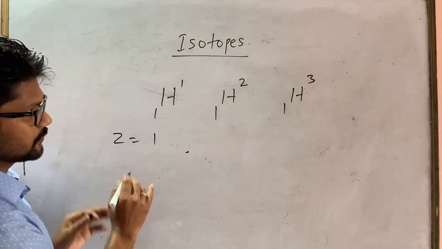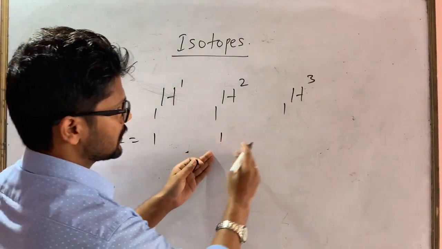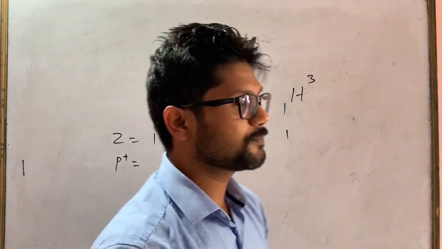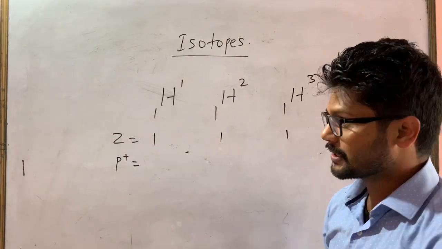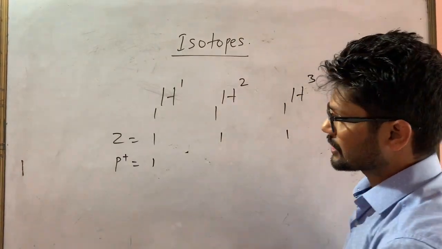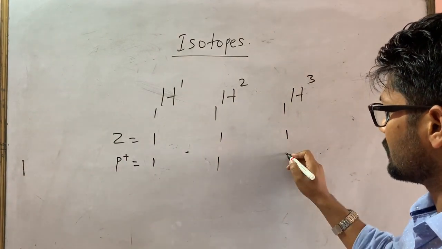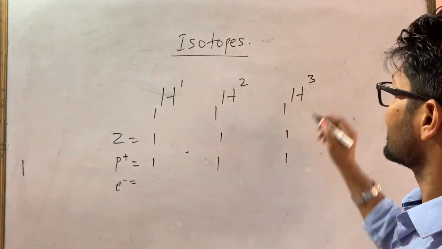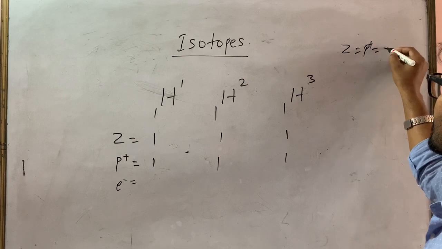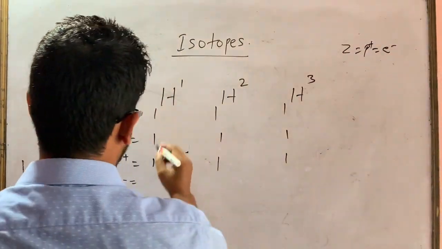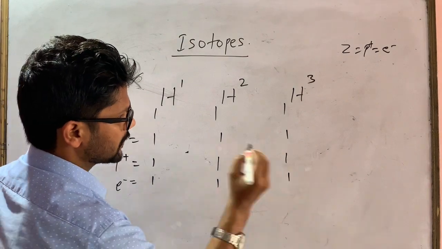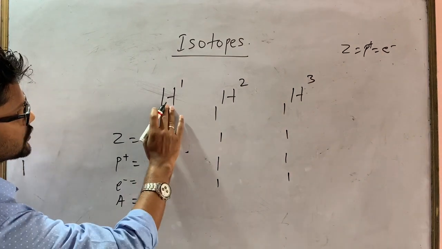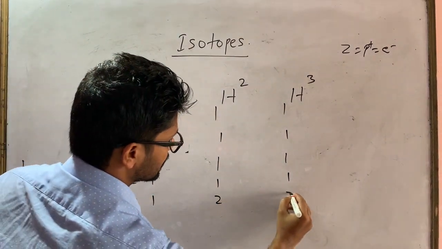For this one, atomic number is 1, and for this atomic number is 1. Now, as we know, the number of protons is equal to the atomic number. So protons will be 1 here, and 1 here, and also 1 here. Similarly, when we write electrons, as we know Z is equal to protons, which is equal to electrons. It means electrons will be 1, here 1 and here 1. Mass number is already given: for H it is 1, here it is 2 and here it is 3.